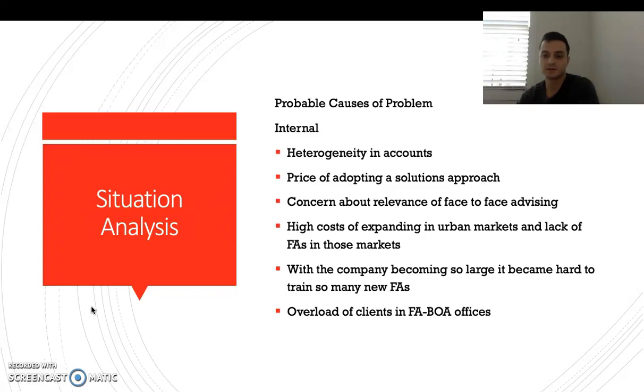There are also high costs of expanding in urban markets because of the high rent and the lack of financial advisors in those places. And then with the company becoming so large, it's becoming hard to train so many new financial advisors.